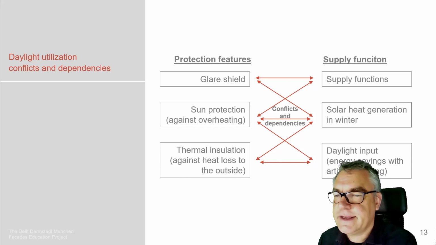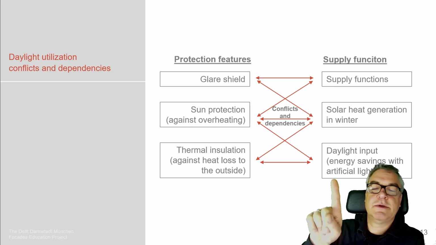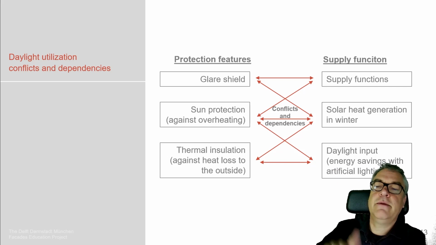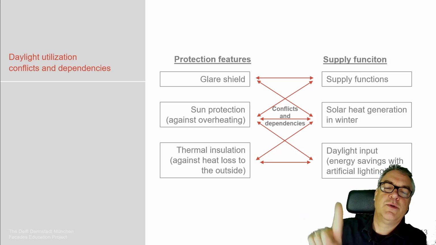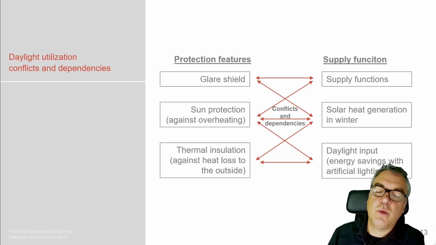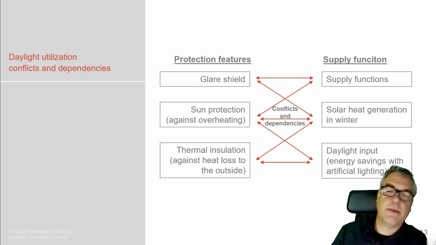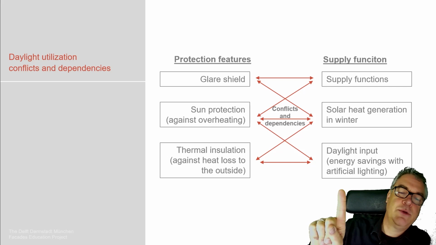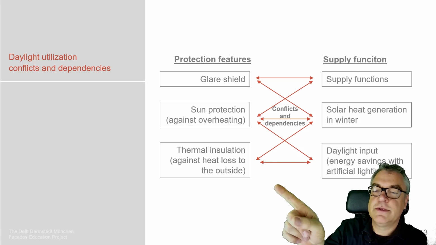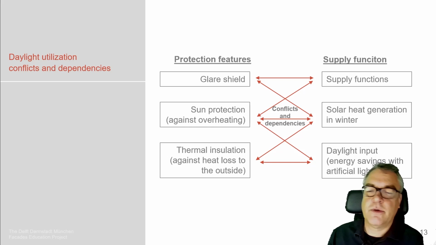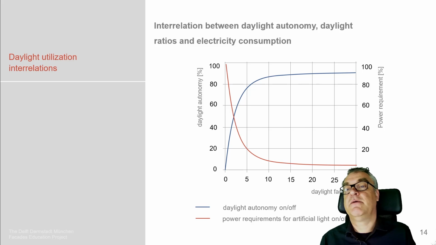Daylight optimization, conflicts and dependency, also an interesting one. So what we actually want is the supply function, the top one in this line, but we also need to make sure that there's no glare, so it needs to be shielded. We want solar heat gain in winter, but we also want sun protection against overheating in the summer. We want daylight input, the energy saving to reduce the artificial light, versus thermal insulation against heat losses to the outside, or, for example, overheating, if this may happen.